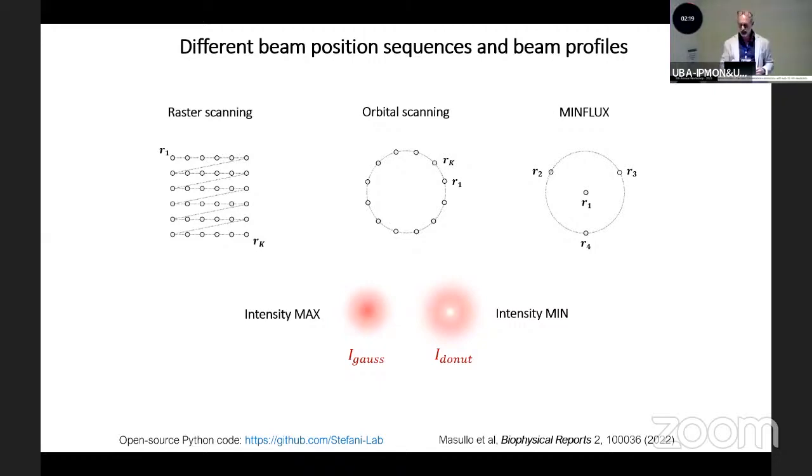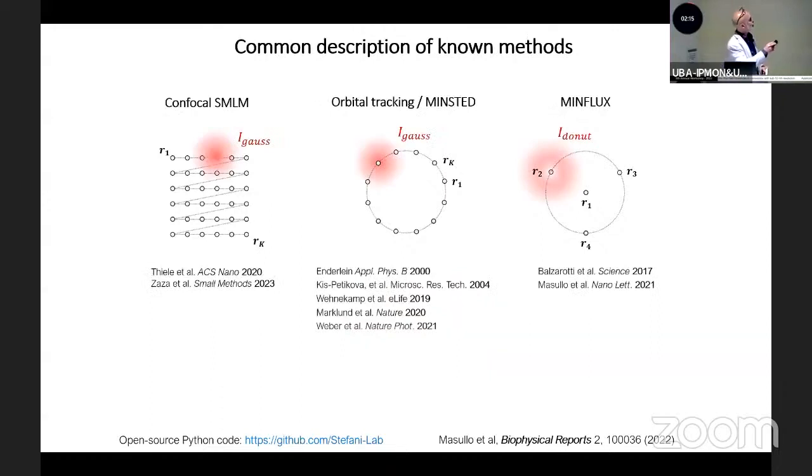And now let's start combining them. So we can use a raster scanning and a focused beam, and we get what is called confocal single molecule localization, which you would say is the easiest, right? But it was only recently shown because you need really fast scanners to capture the blinking of the molecules. Or you can do orbital tracking or MINSTED with a maximum around a circular orbit, right? And this was done many times. Or you can do MINFLUX, where you use a donut, a minimum, and use this weird pattern, okay? All these methods were done, and they all work.